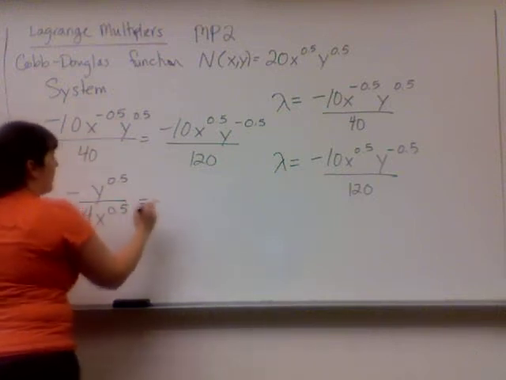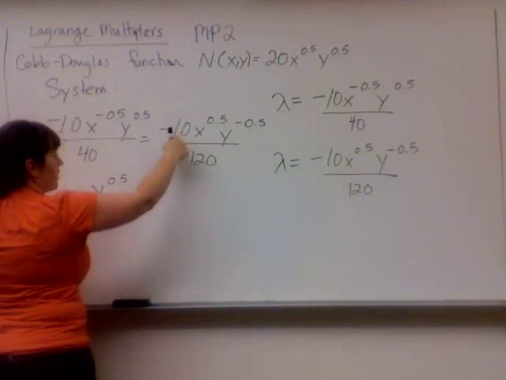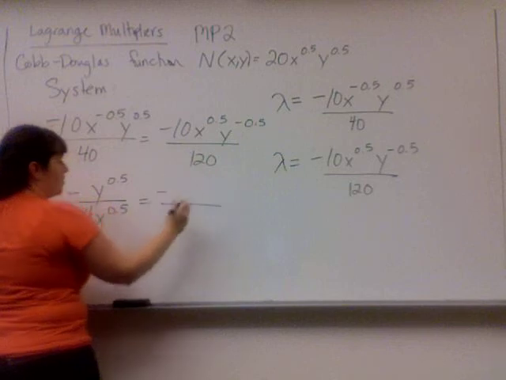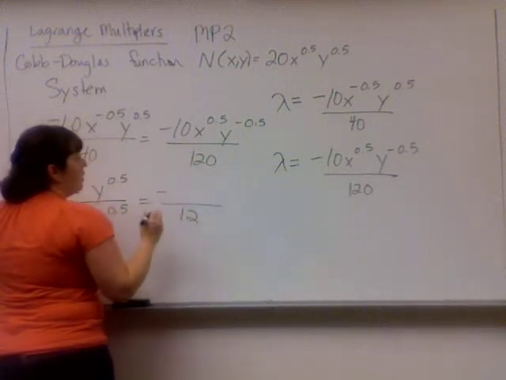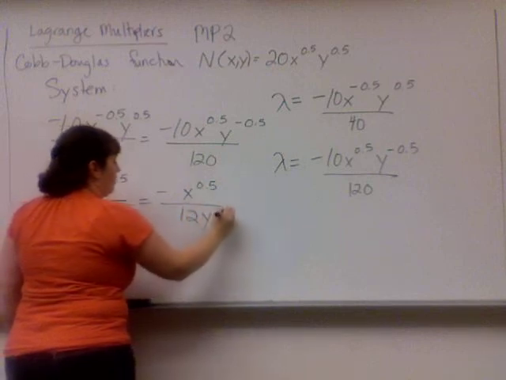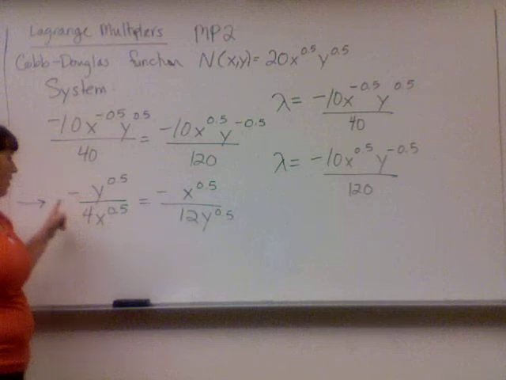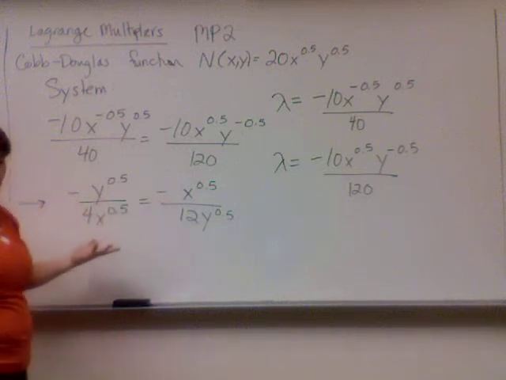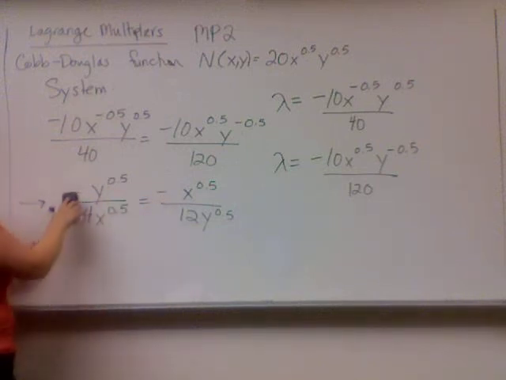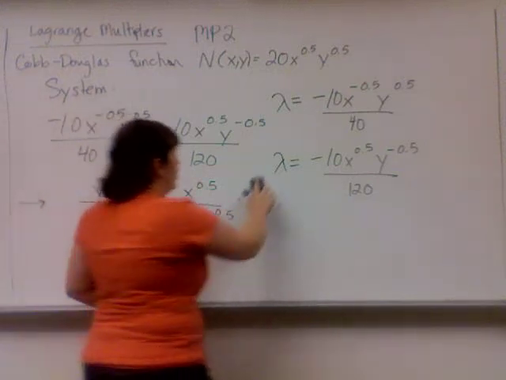And on the right side, I have, again, a negative sign. 10 and 120 cancel to leave a 12 in the bottom. X wants to stay up top, and y wants to be in the bottom. Well, notice there's a negative on each side of this equation, so we could actually just get rid of that negative sign as well and make our lives a little bit easier.